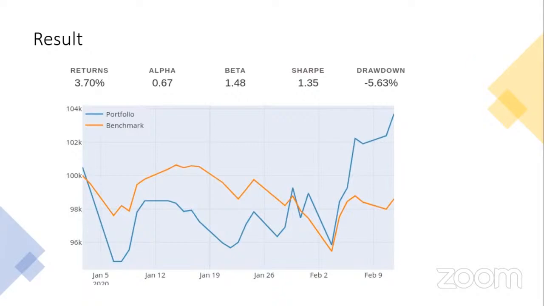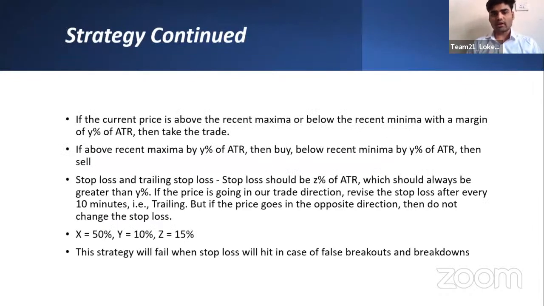Assume that you have coded the strategy correctly and it ran fine. What sort of things will lead you to reject or accept the hypothesis? The X, Y, Z parameters. As I mentioned, X, Y, Z are 50%, 10%, 15%. I think this could be modified.